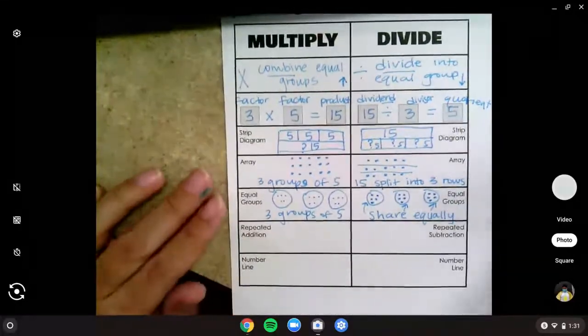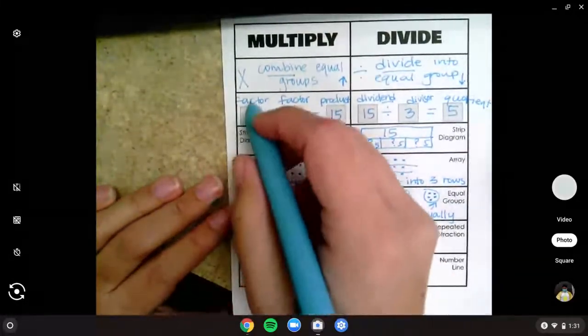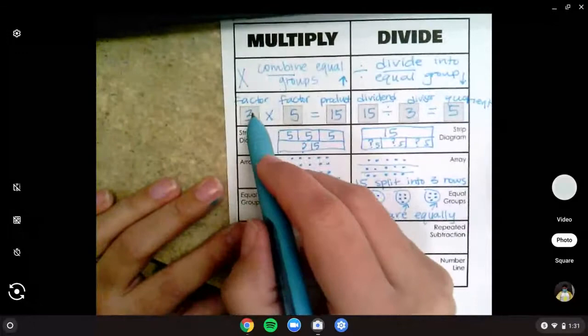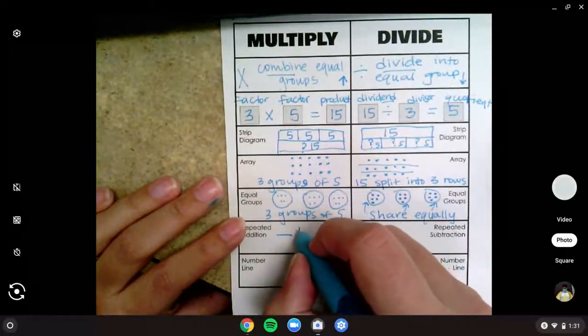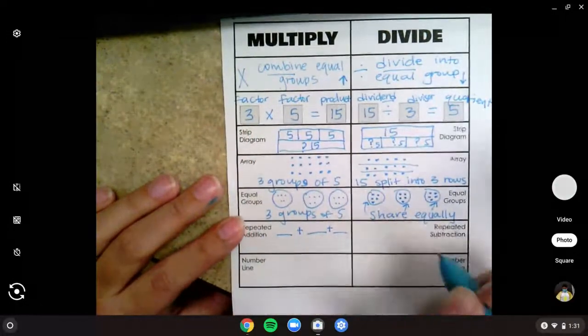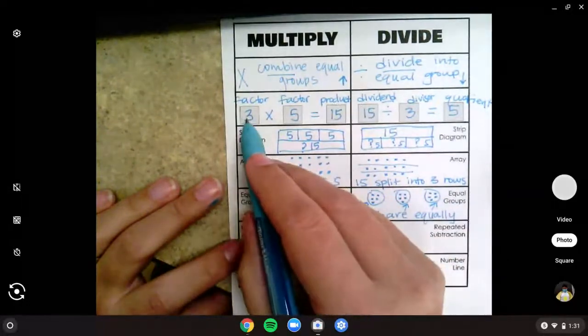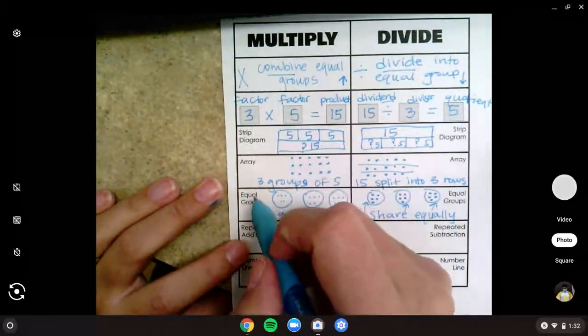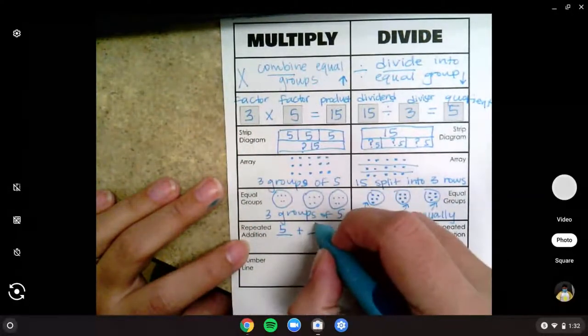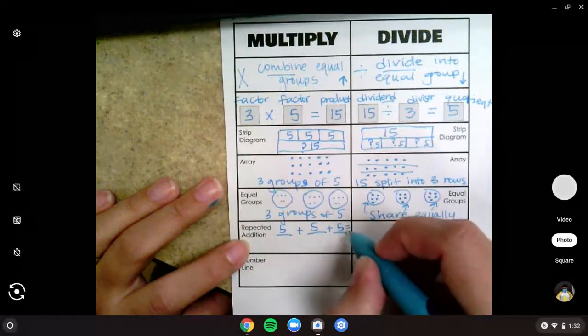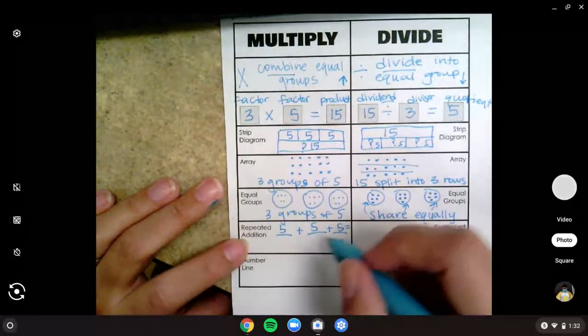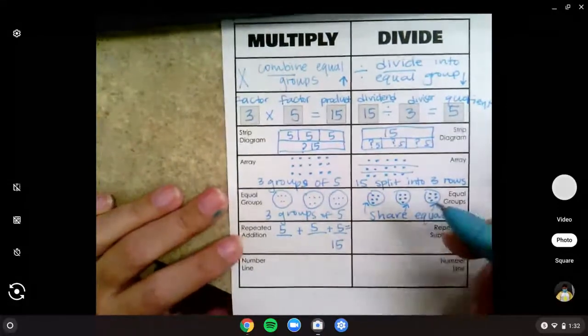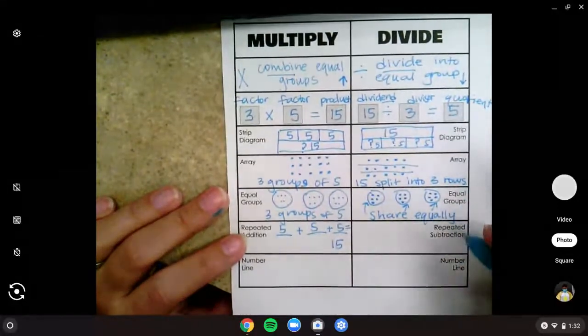Now, when I'm doing repeated addition, I'm looking back to my fact, and I have 3. So I need 3 numbers that I'm going to repeat. And I'm going to repeat my other factor. So 5 plus 5 plus 5 equals 15. But I can also do a repeated subtraction.